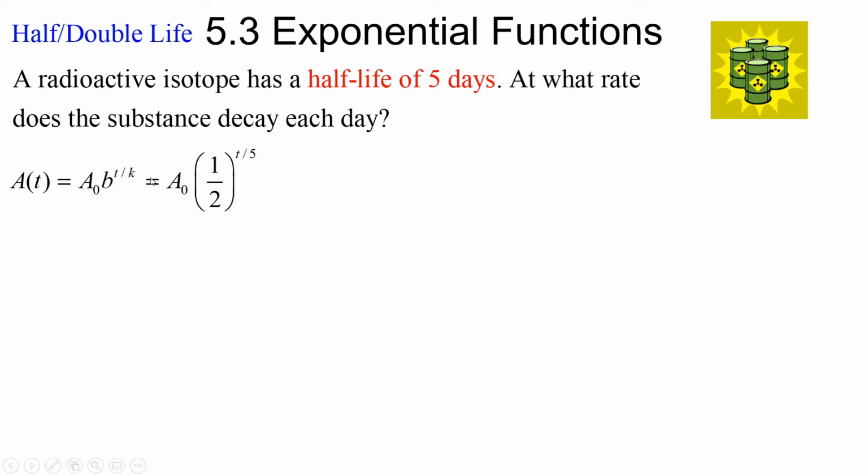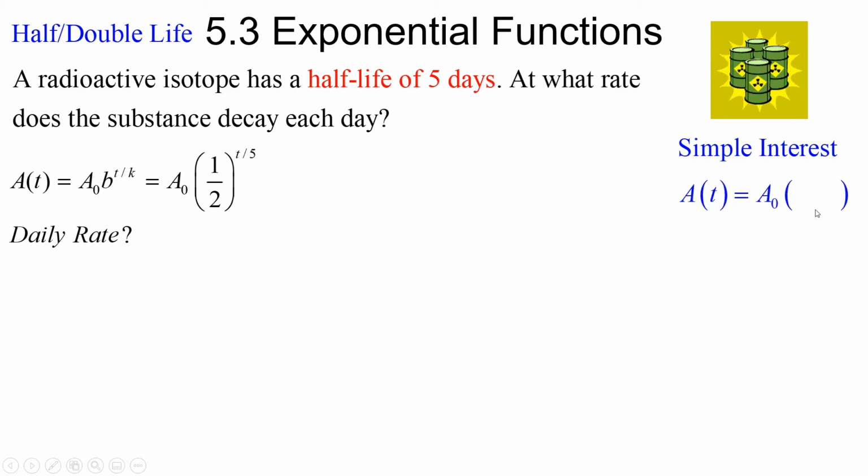Well, now if I went to the other form, which remember is A of t equals A sub 0 times 1 plus r to the t power, that r right there would be my daily rate. So let's convert A sub 0 times 1/2 to the t over 5 power to A sub 0 times the quantity 1 plus r to the t power. That means I need to use my laws of exponents to rewrite this part right here with a power of t out front. So convert the second form to the first form.